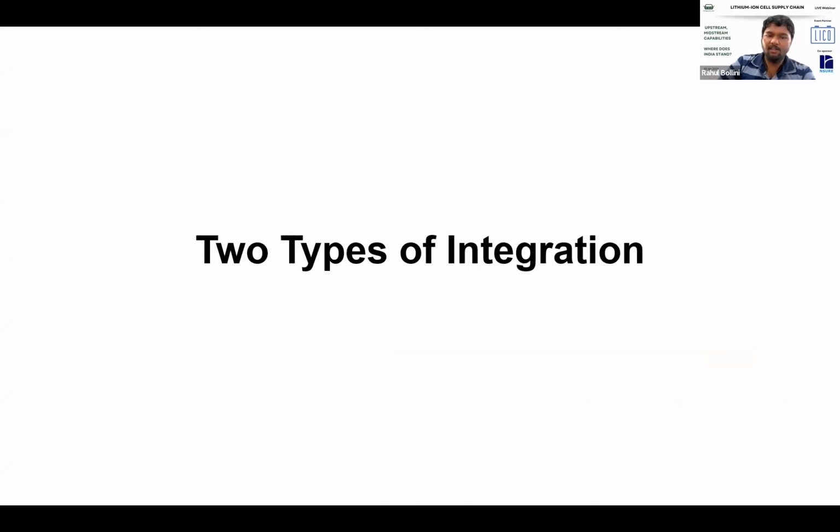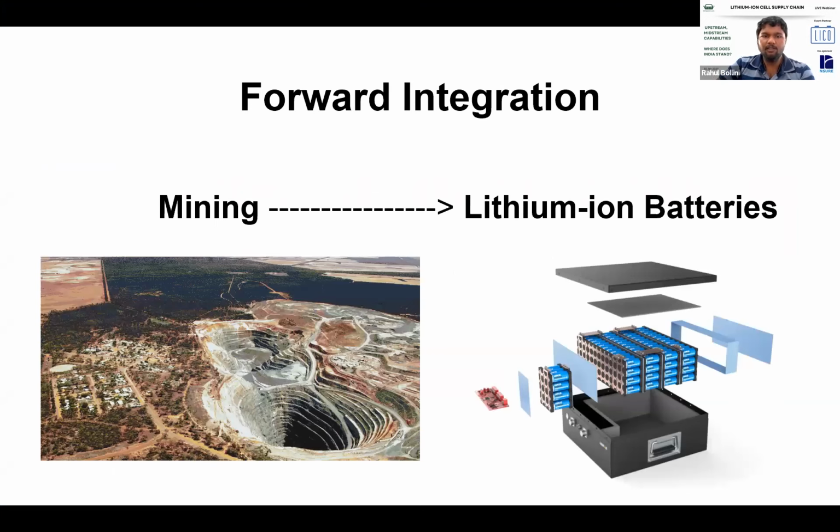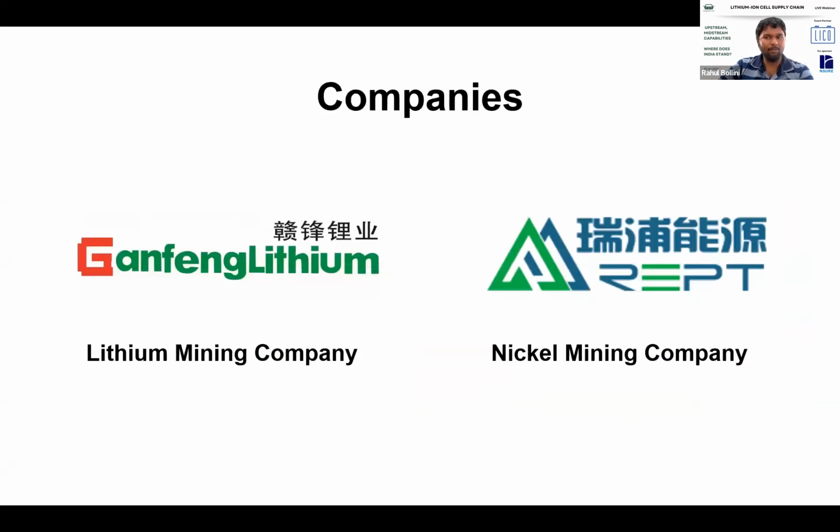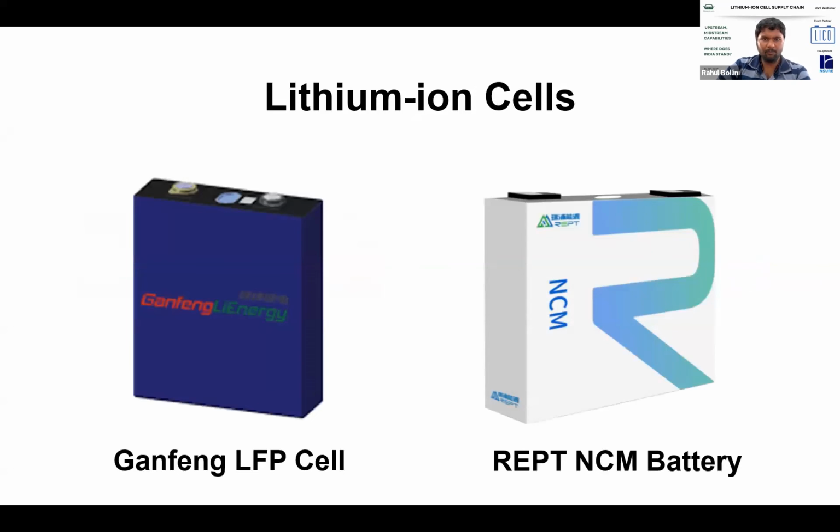So there are two types of integration. One is forward integration and then there is backward integration. Forward integration basically means going from a mining company all the way to manufacturing battery packs. So this is what the forward integration looks like. And the popular companies doing that are Ganfeng Lithium, which many companies in India are already testing, and REPT, a fairly new company that is into nickel mining. Their cells have also just begun to come to India, and these are the cells.